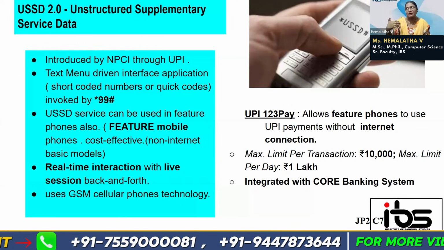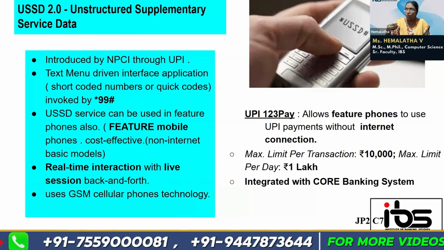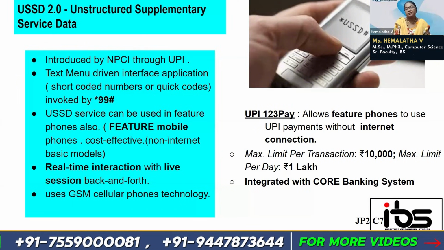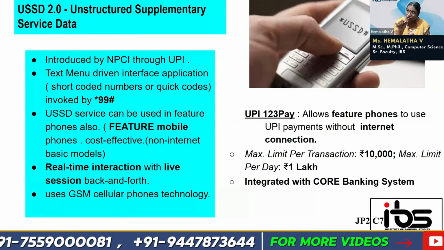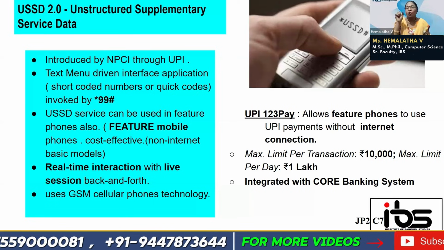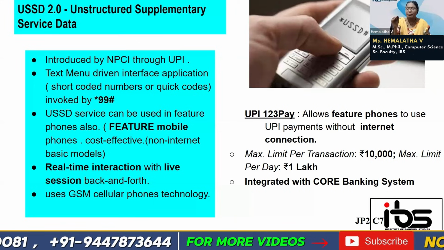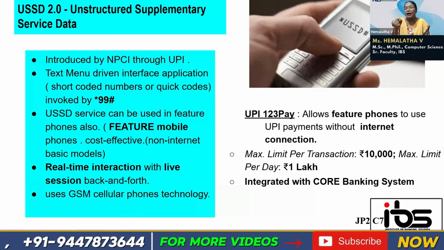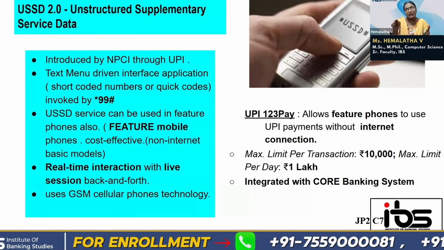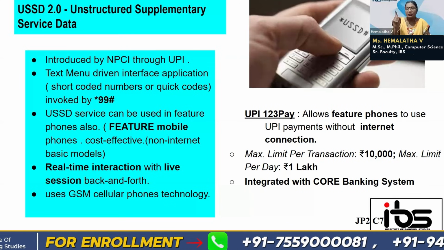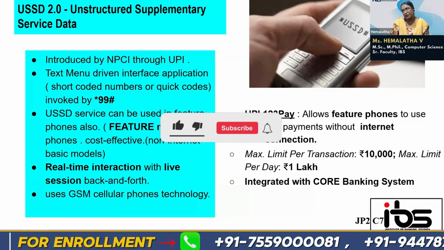And with text-based responses, you can do banking. That feature of UPI is called 123 Pay. UPI 123 Pay is meant only for feature phones. Kindly note the limit: per day 1 lakh, and per transaction, a maximum of 10,000 you can transfer.